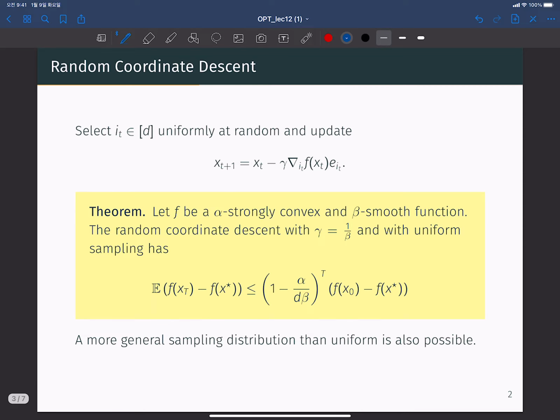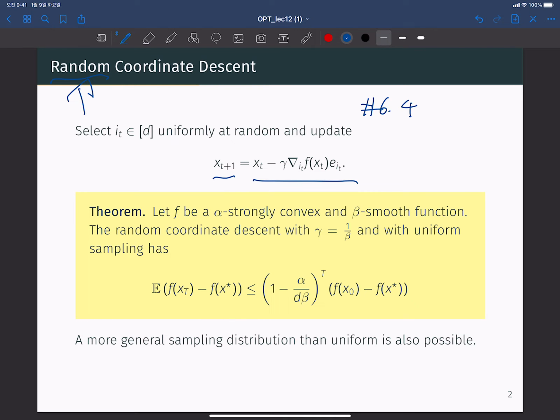To understand this, I would like to introduce the random coordinate descent approach. Basically, the random comes from the fact that we choose the coordinate randomly. This is section 6.4 of Sebastian Bubeck's textbook, and I will introduce a very simple form of it. Let's consider a simple random coordinate descent approach where we choose the coordinate uniformly at random and then update x_{t+1} in this way.